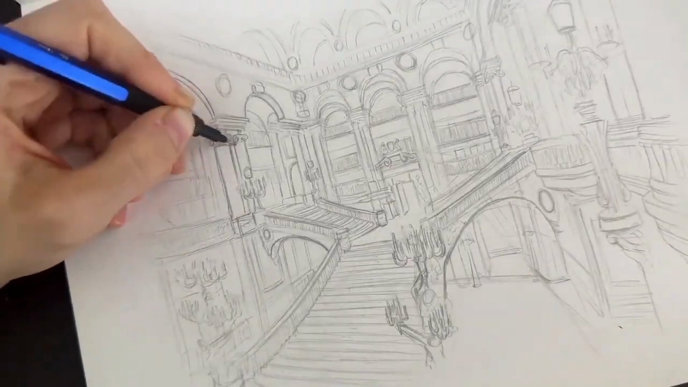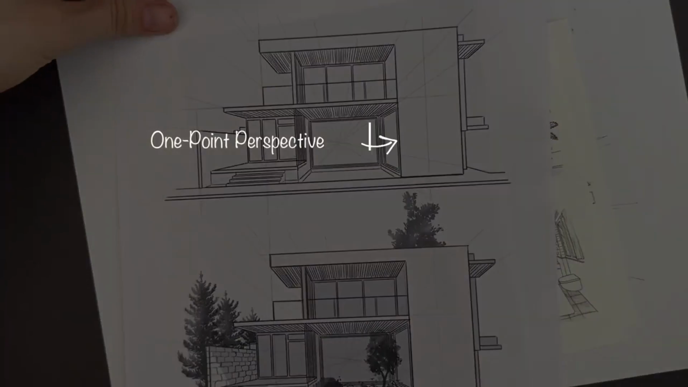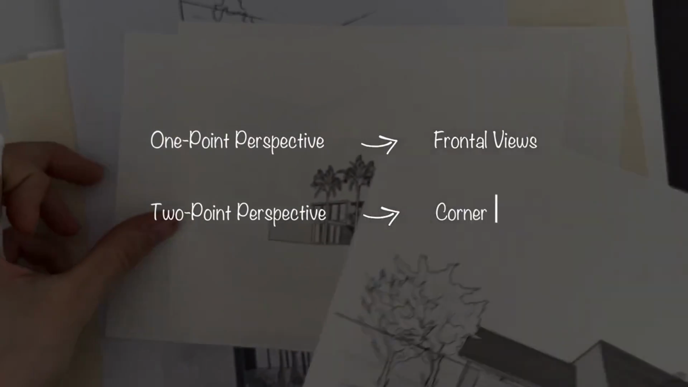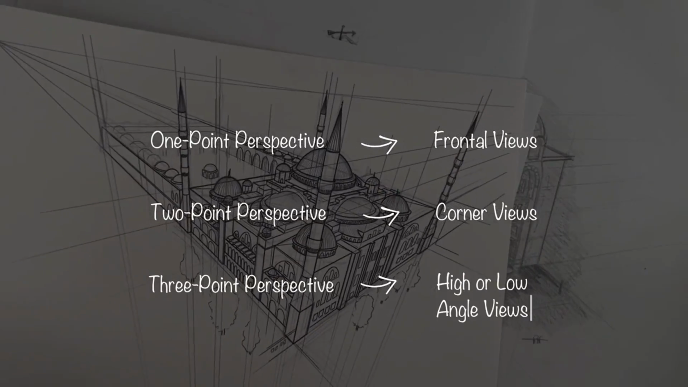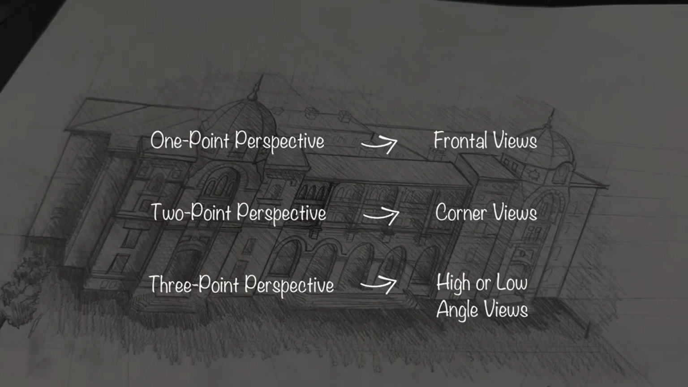So here is a quick reminder. 1-point perspective is used when directly facing an object, 2-point when facing a corner, and 3-point is used when looking from a high or low angle view.